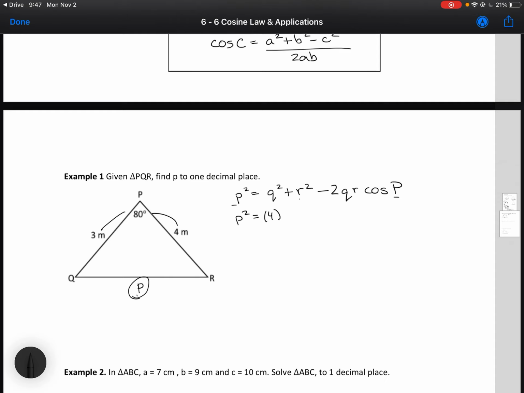At this point here, I'm going to substitute in what I know. So I've got 4 squared plus 3 squared minus 2 times 4 times 3 cosine 80 degrees. And then this is something that I can put all into my calculator and evaluate. And I should get about 4.6 meters as my value for p.